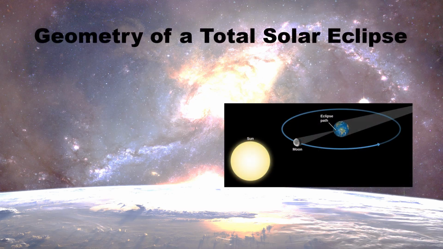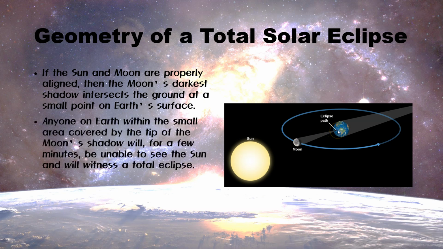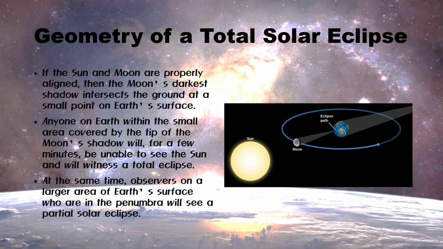So let's look a little bit at the geometry of a total solar eclipse. If the sun and moon are properly aligned, then the moon's darkest shadow intersects the ground at a small point on the Earth's surface. You can see that here in this image, how the eclipse path is right here. It's this tiny little reference point. Anyone on Earth within the small area covered by the tip of the moon's shadow will, for a few minutes, be unable to see the sun and will witness a total eclipse. At the same time, observers on a larger area of Earth's surface, who are in the penumbra, will see a partial solar eclipse.